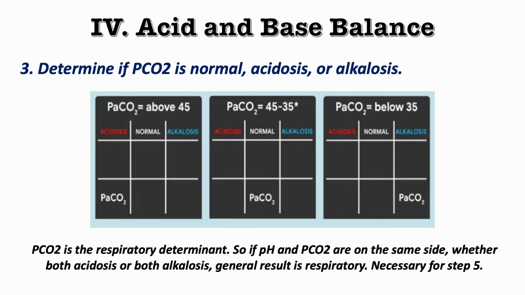Step 3. Determine if PCO2 is normal, acidosis, or alkalosis. The normal range for PCO2 is 35 to 45. So if below, alkalosis; if above, acidosis. PCO2 is the respiratory determinant. So if pH and PCO2 are on the same side, whether both acidosis or both alkalosis, the general result is respiratory. This is necessary for step 5.